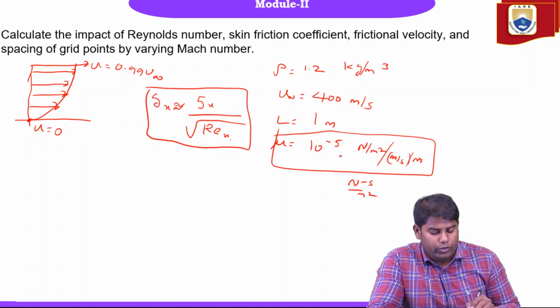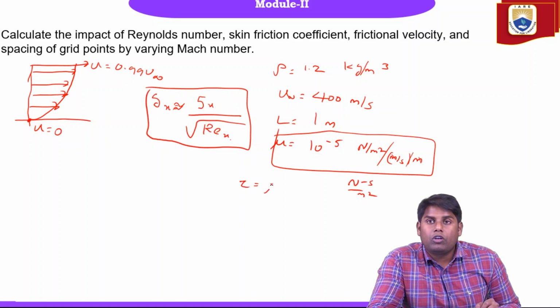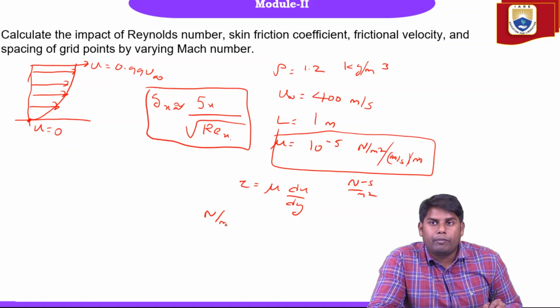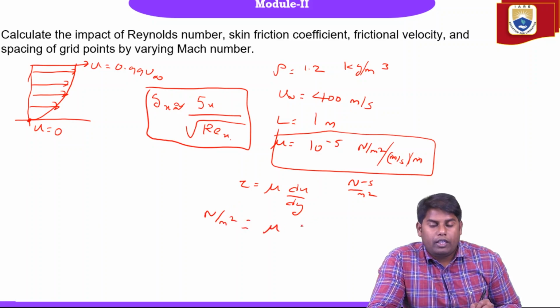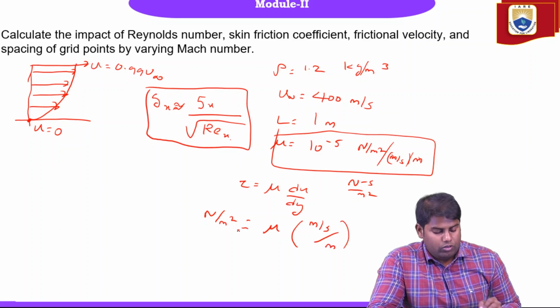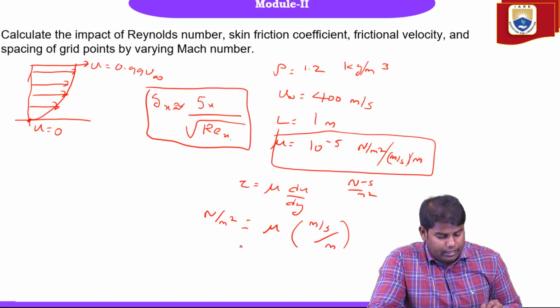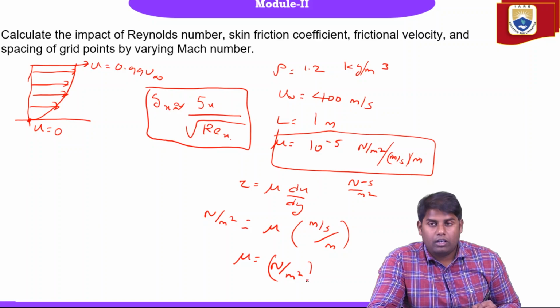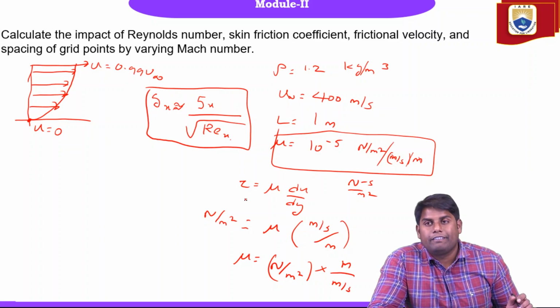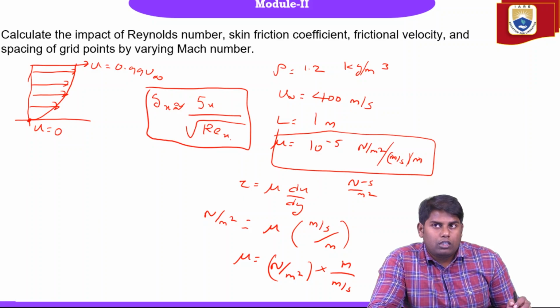So I have calculated the units of this mu value in this way, where tau is equal to mu into dou u by dou y. The units for tau is Newton per meter square, for velocity the units are meter per second, divided by the dy units, which is meter. From this we will be able to calculate the value of mu. So mu is equal to Newton per meter square into meter divided by meter per second. So from this we got this, and now we know the values.